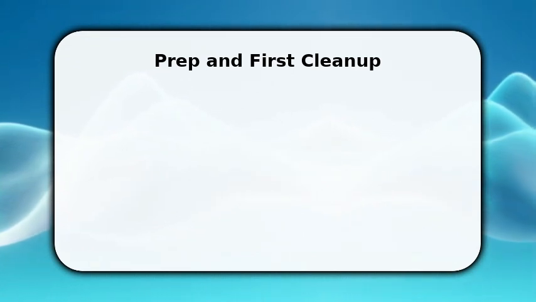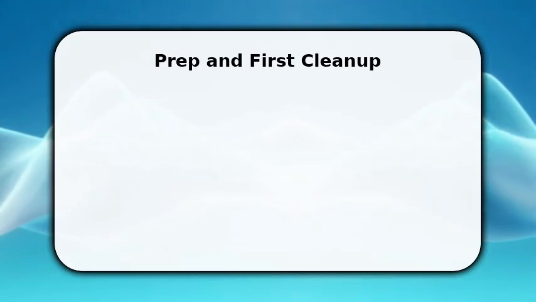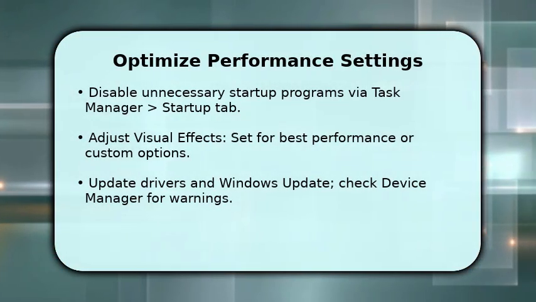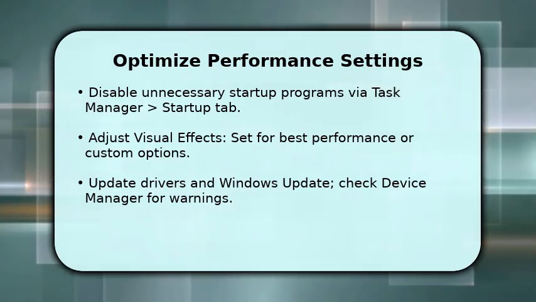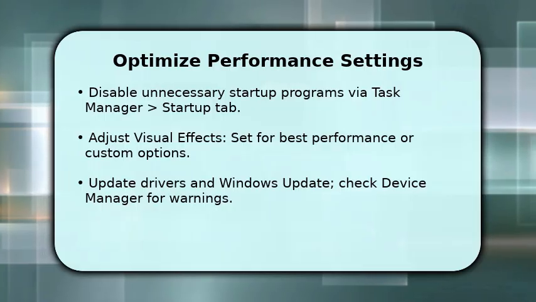Now you'll optimize what runs and how Windows presents itself. Open Task Manager and disable non-essential startup items so boot and background load drop. Then adjust visual effects in System Properties. Choosing Best Performance cuts animations and frees RAM. Pick Custom to retain useful effects.